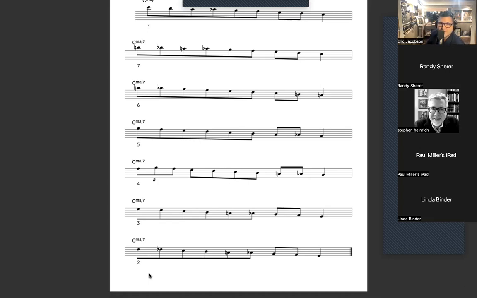Okay, starting on the 6th. Okay, starting on the 5th. Starting on the 4th, rhythmically change. Third. And last but not least, the 2nd, and add your chromatic note right away.